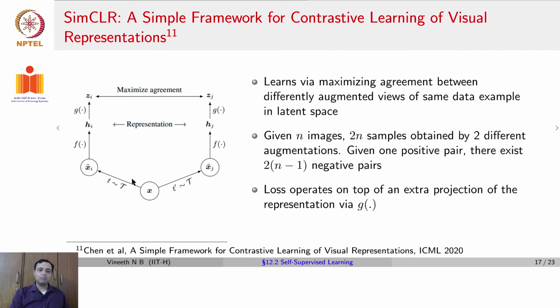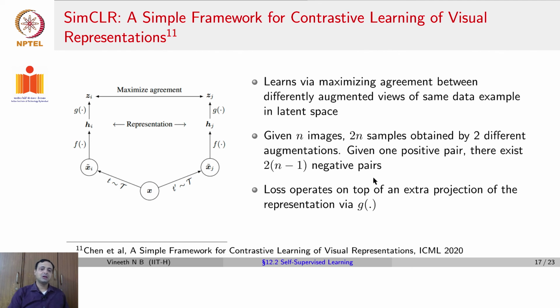Now, given one positive pair, which is, given an image, you give the image itself on one branch and give a rotated version of the image on the second branch, for instance. Then for that one pair, there exist 2 into n minus 1 negative pairs, where the other n minus 1 images are in the same mini batch. So we automatically have similar and dissimilar pairs in each mini batch without changing anything, and this is useful to learn representations.